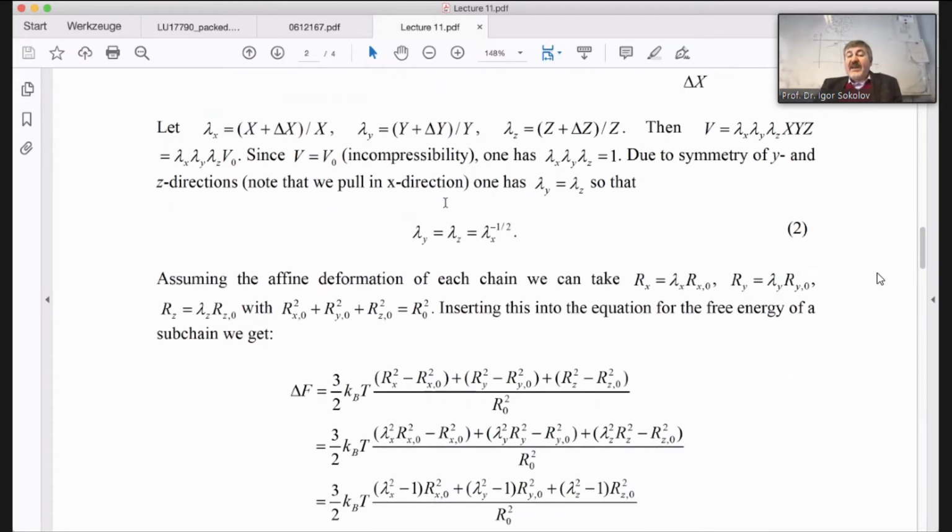Now, is this clear? Or do I have to draw pictures, or do I have to explain something else differently?